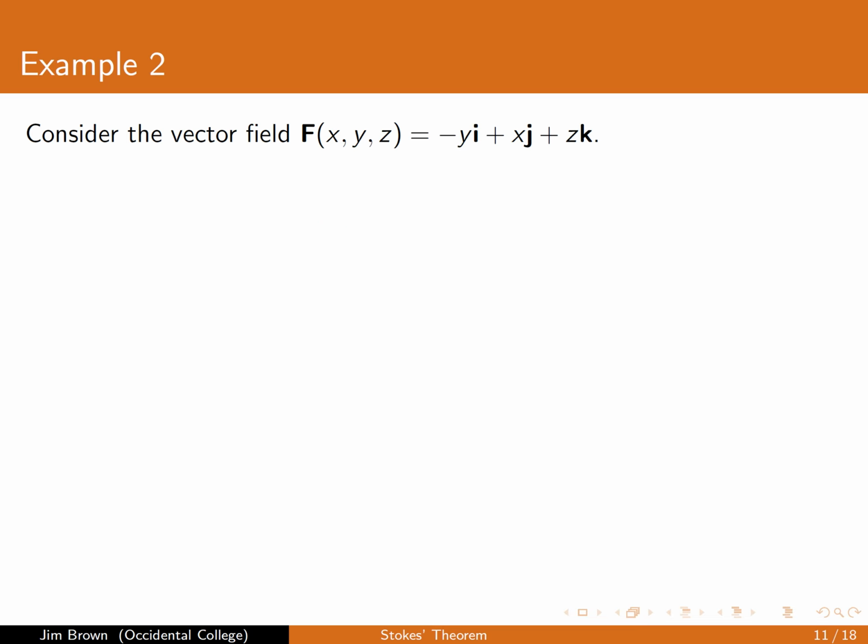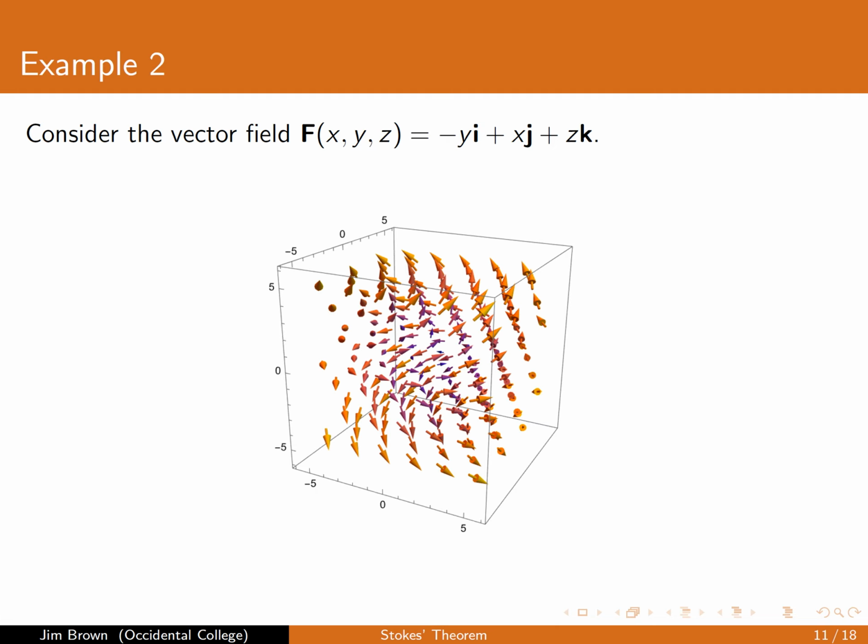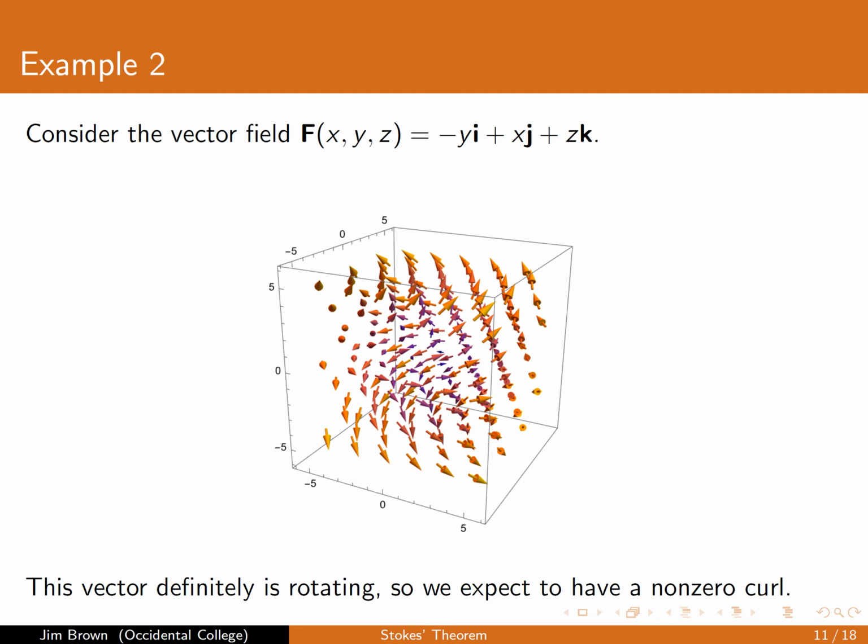Let's try another vector field we looked at before. This one we have minus yi plus xj plus zk. If you remember, that was this vector field. It kind of swirls around the origin, but then it also kind of expands up as it's going. So this definitely looks like it's rotating. We'd expect to have a non-zero curl for this.